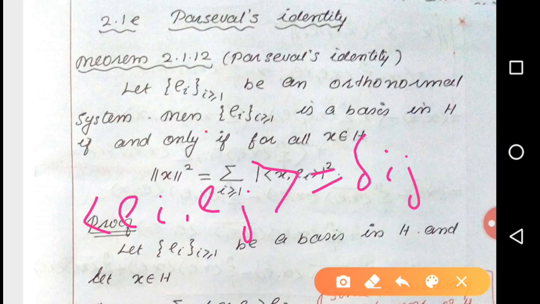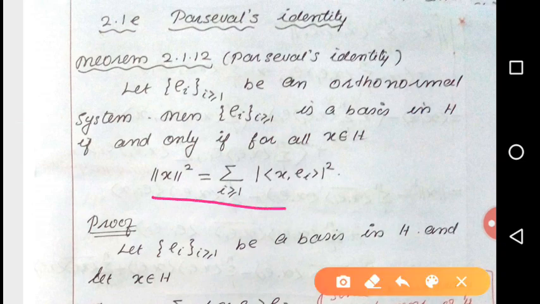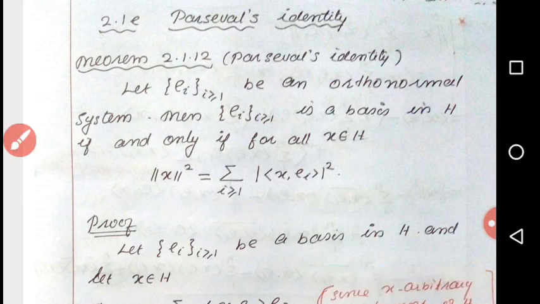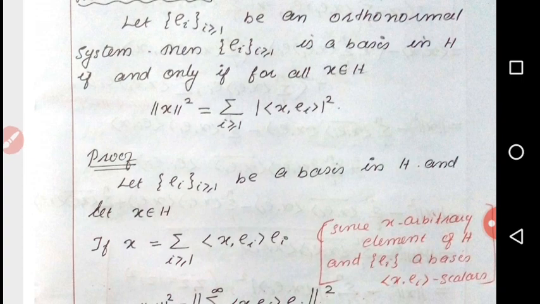Then this collection e_i is a basis in H if and only if norm x squared is equal to the sum over i greater than or equal to 1, from 1 to infinity, of the modulus of the inner product of x and e_i, the whole squared. Okay. So first suppose that the collection e_i, 1 to infinity, is a basis in H.